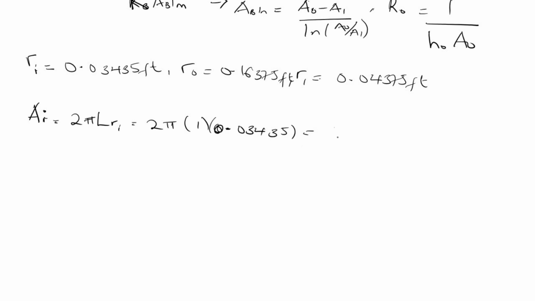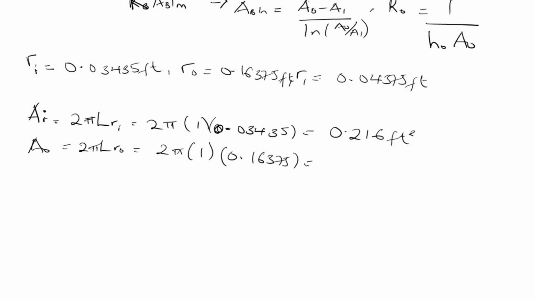0.216 feet square. Then A0 is what? 2 pi r. It is 2 pi into 1, that's my L. Then this R is 0.16375 feet. The value, if you calculate it correctly, you're going to have 1.060 feet square.